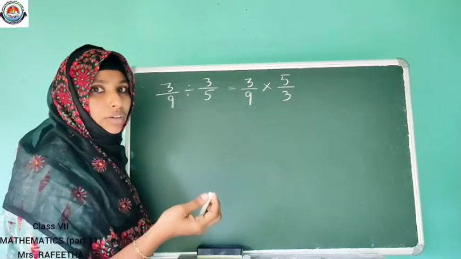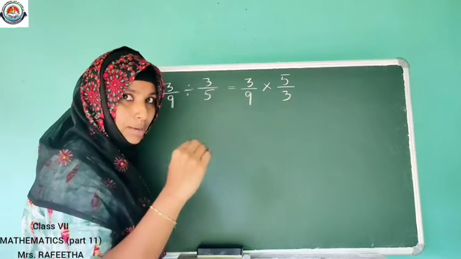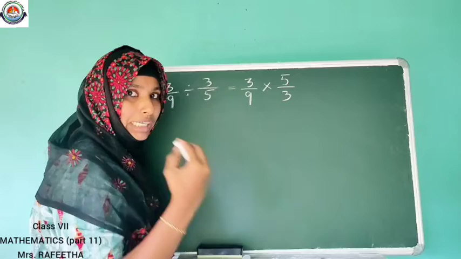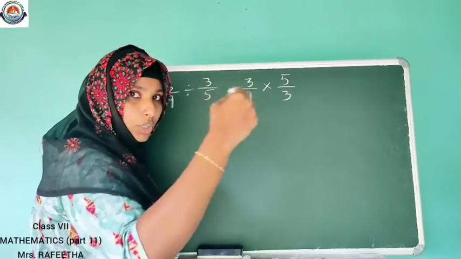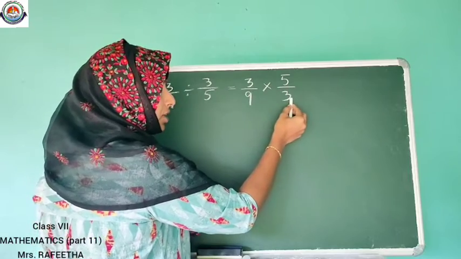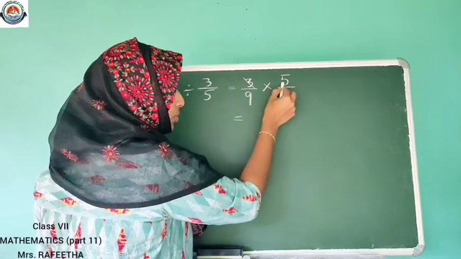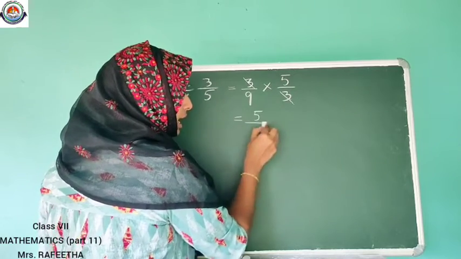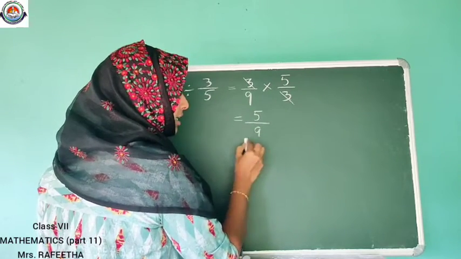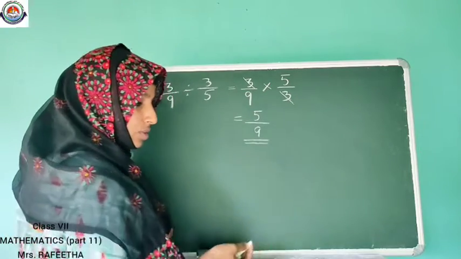Next we want to check which numbers we can cut here, whether any same number or multiples of the number are there in the numerator and denominator. Here 3 is there, and 3 is there here, so we can cut this. So what will be the answer? The numerator remains 5 and the denominator remains 9. So 5 by 9 will be the answer. Okay, next question.